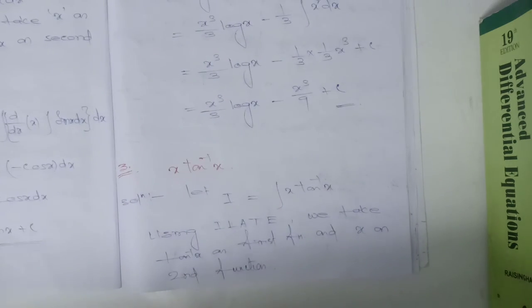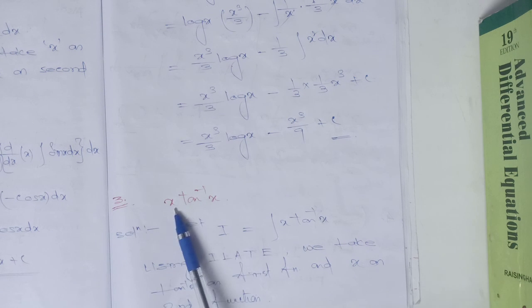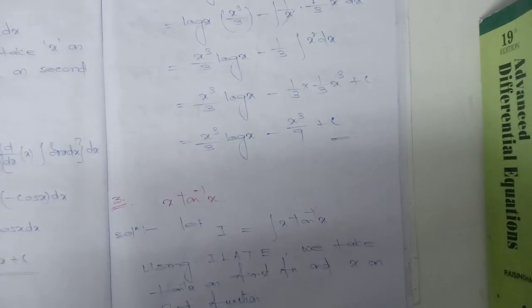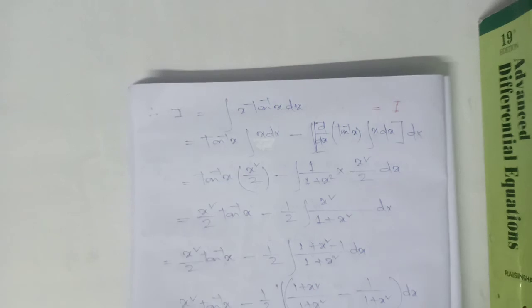There is another question. You can see that the question is x tan inverse x. So let us take I equal to the integration of x tan inverse x. So using ILATE, we take tan inverse as the first function because inverse trigonometric comes first, then algebraic. So tan inverse x is taken as u, the first function, and x is taken as v, the second function. So let us start the integration of this function.